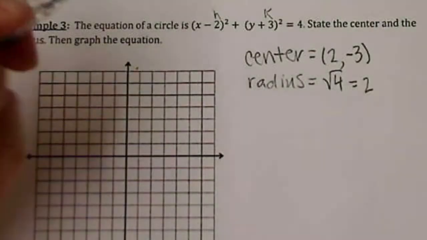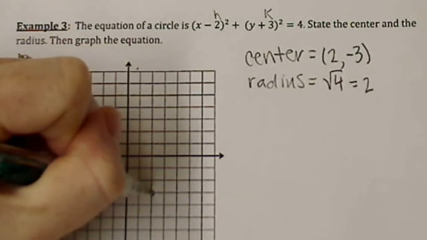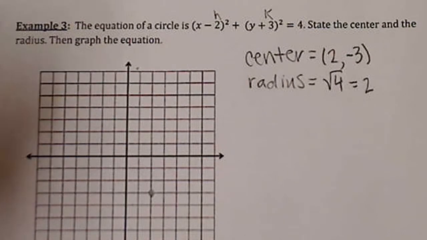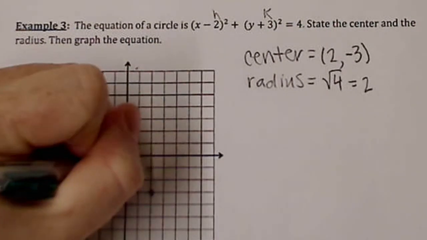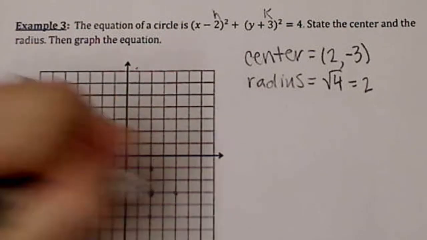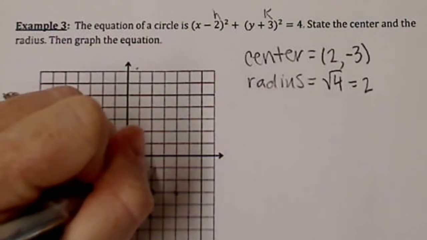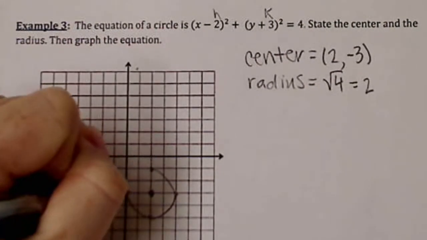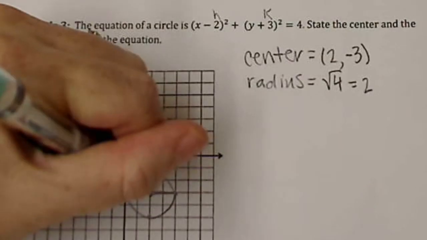So if I take my center, let's plot that first, right here. And then to draw a circle, I'm going to take my radius and go 2 units up, 2 units down, 2 units to the left, and 2 units to the right. So I kind of get almost a square. And then you just make it look like a circle, make it look rounder. And then draw in your radius.